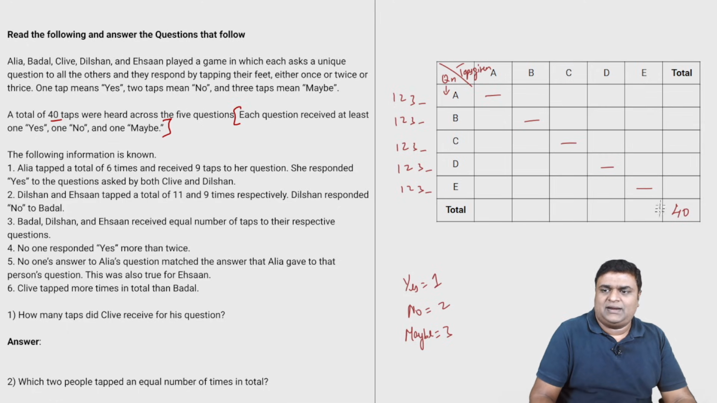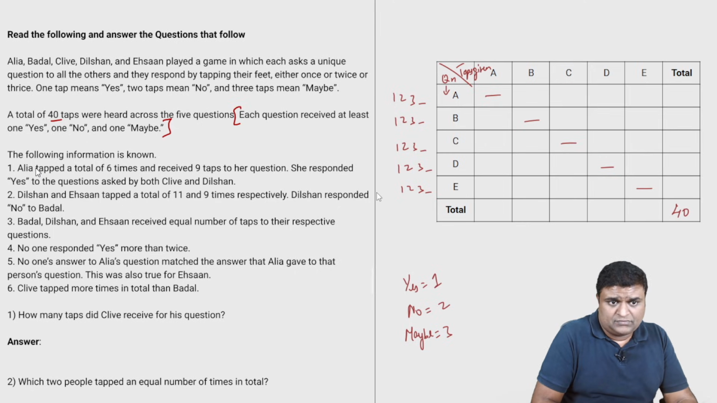Okay, grand total is 40. Now this is 6 into 5, 30 accounted for. I have only 10 left for these blanks, 10. The following information is known. Alia tapped a total of 6 times, okay, and received 9 taps to a question. Alia's question, total 9 taps over here. That's going to be 3, right? We were done with 30. 6 into 5, 30. 33 is done. We are left with only 7 over here.